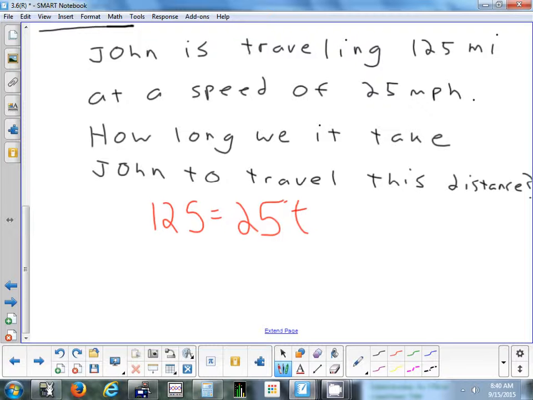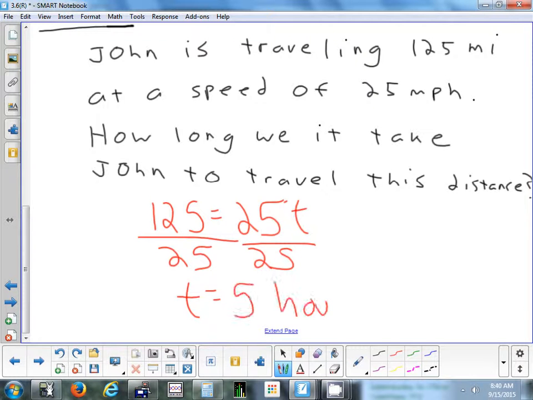Mr. Gallant, what would I do now to solve this? Divide both sides by 25. Divide by 25. T equals? 5. 5 what? 5 hours. Right? 5 hours. Here's your final answer. Right?